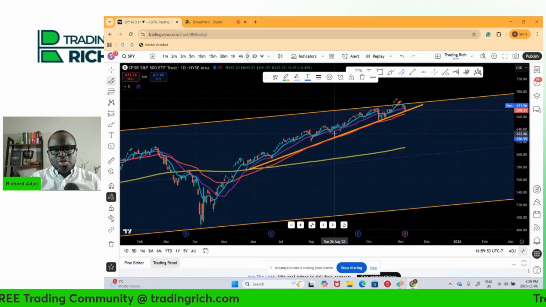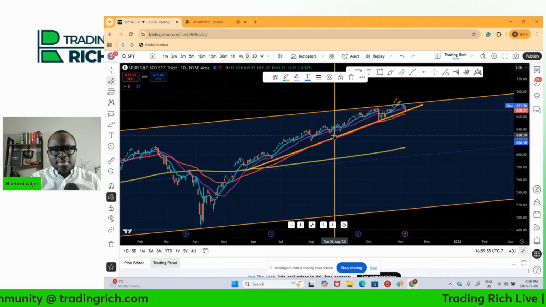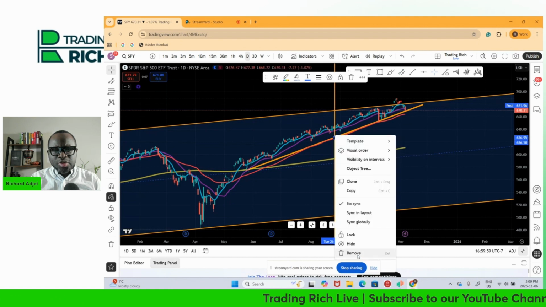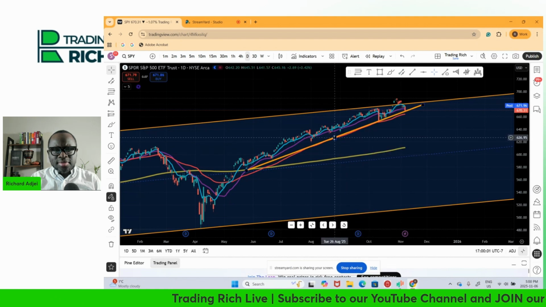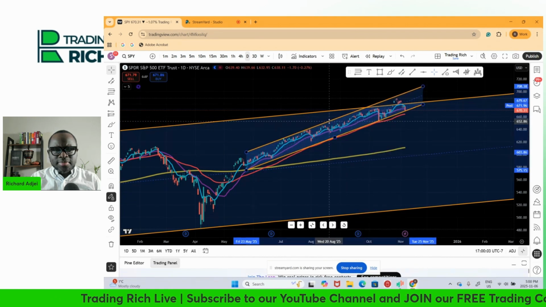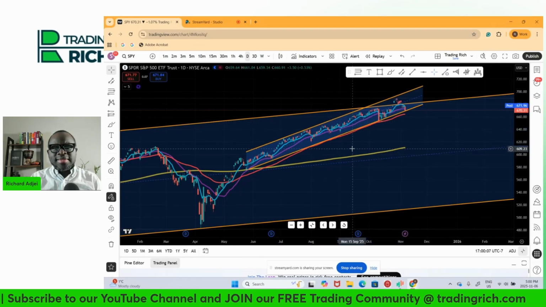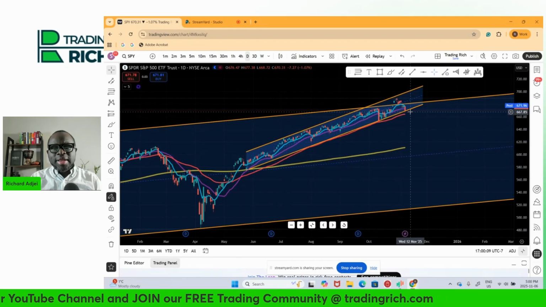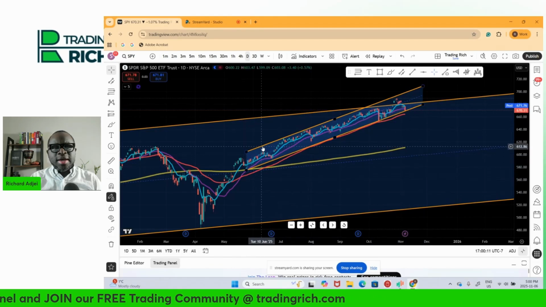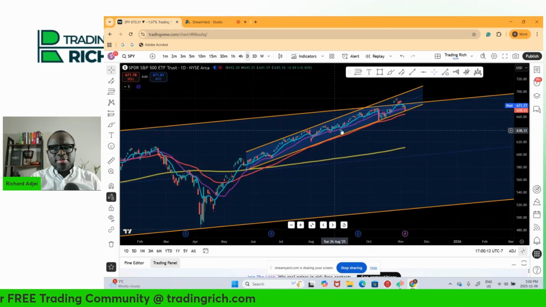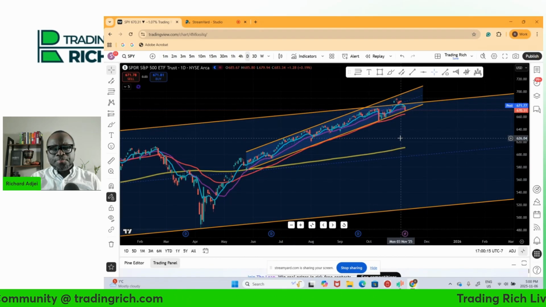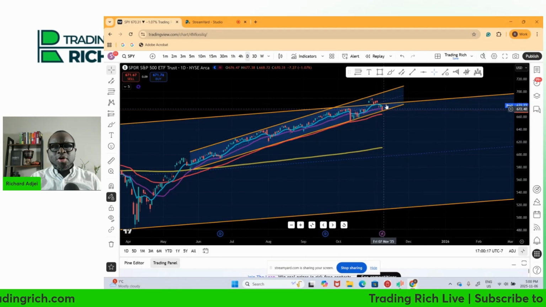If I pull this trend line like this, and I push it forward, boom, this is what I get. So this shows that this is a valid trend line. Okay. So here we got 1 hit, 2 hits, 3 hits, 4. So right now we are at the 4th level.